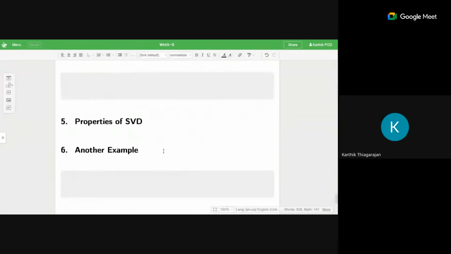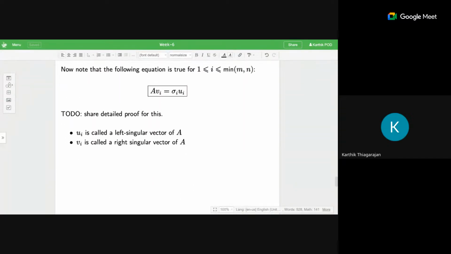Okay, so is this clear so far? I've kind of hurried and not explained things properly here, but is this fine for everyone? Any doubts in this SVD equation? This is a very important equation: AV equal to sigma U.